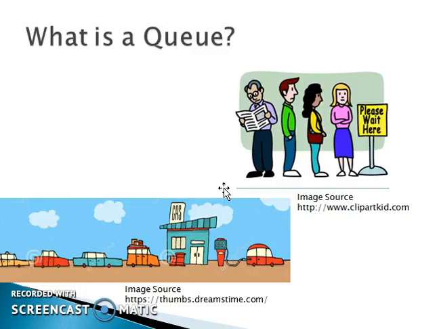In general, a queue is a line of people or a line of vehicles waiting for some service. So here in this image we can see people waiting for service, and here we can see vehicles waiting for service in the gas station.